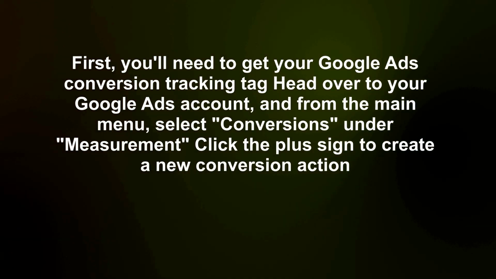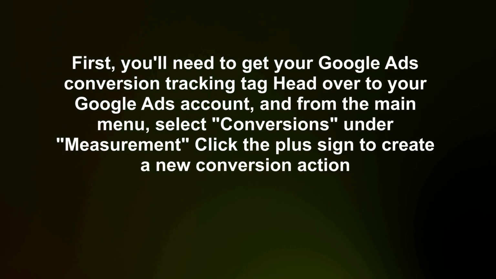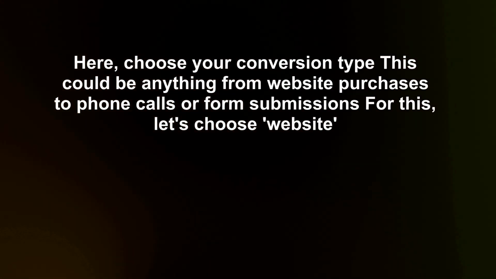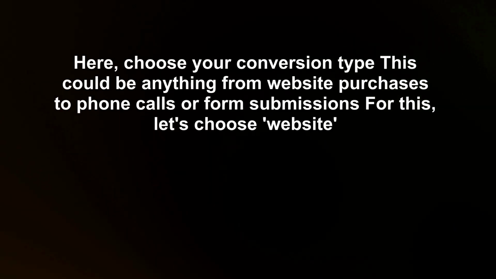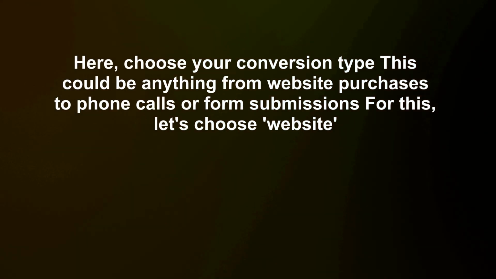Head over to your Google Ads account, and from the main menu, select Conversions. Under Measurement, click the plus sign to create a new conversion action. Here, choose your conversion type. This could be anything from website purchases to phone calls or form submissions. For this, let's choose website.